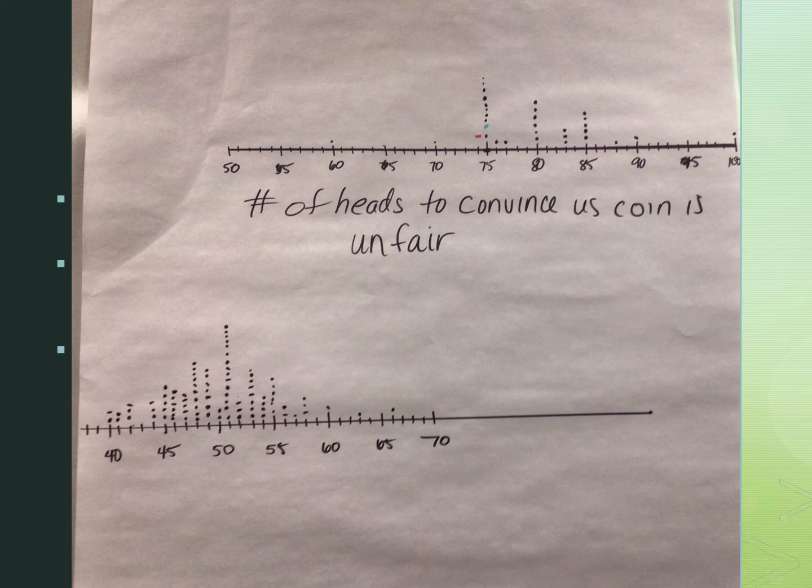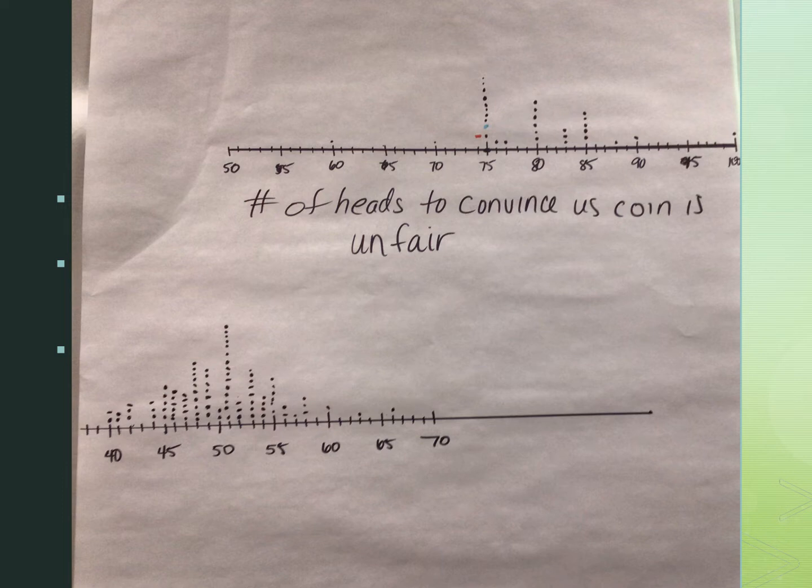Okay. So, what do you notice? It is unimodal. What else? It's symmetric. There is an outlier of 66.